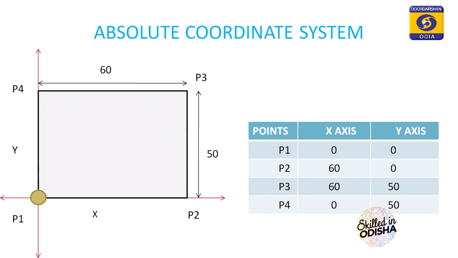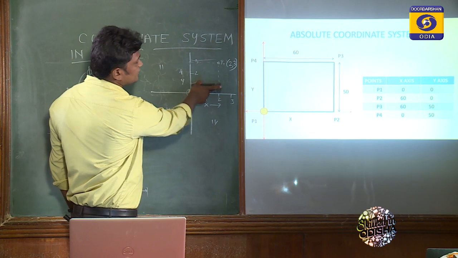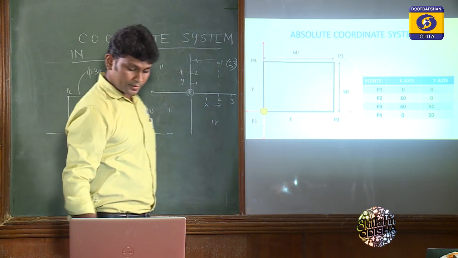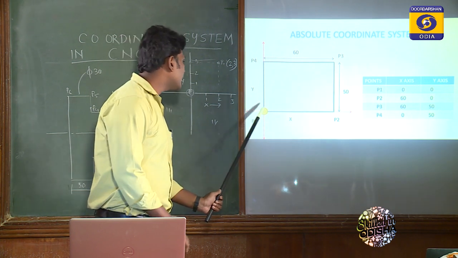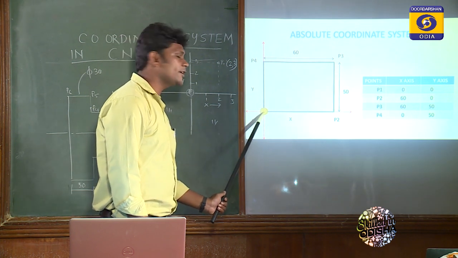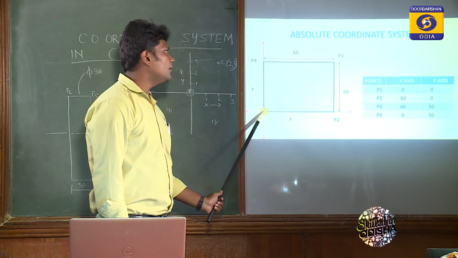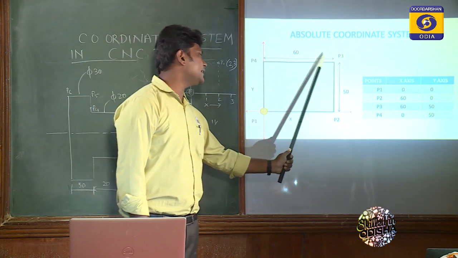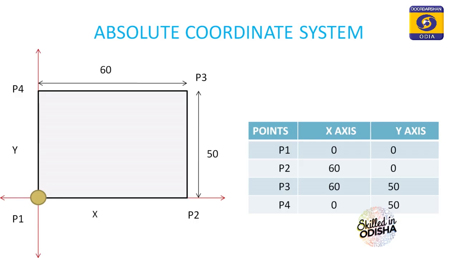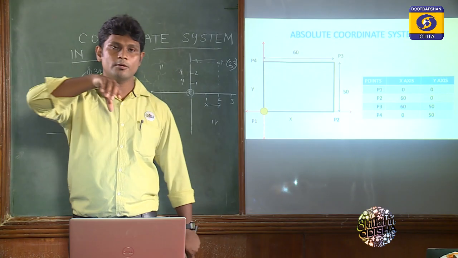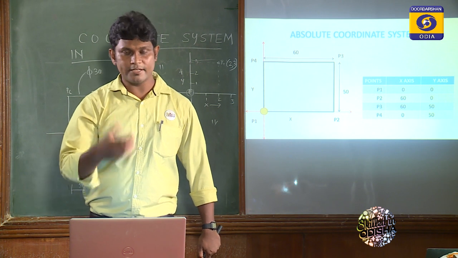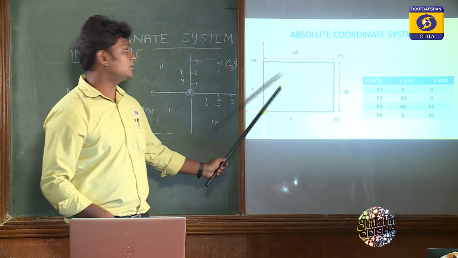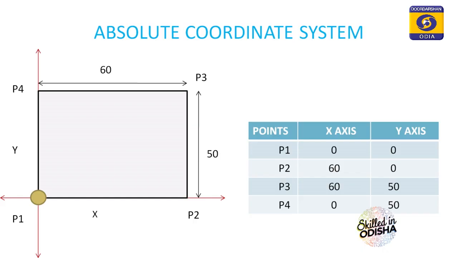This is a rectangular component that I have shown you. This represents the x-axis, this represents the y-axis. This corner of the rectangular job lies at the origin. The length of this rectangular job is 60 and the width is 50. Suppose you have put a rectangular job over the table of the CNC machine. When you see its top view, it will look like this, where the length of the job is 60 and the width is 50.